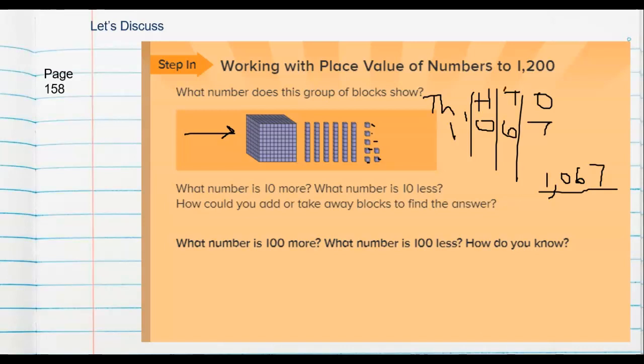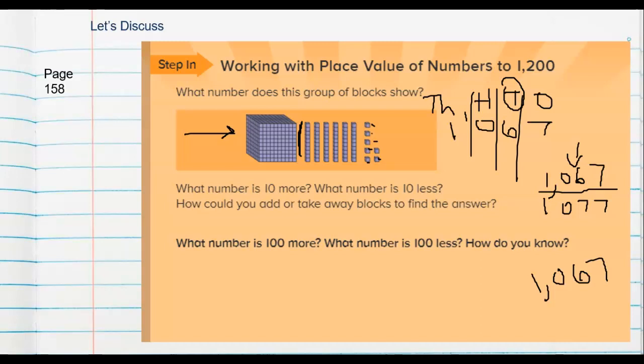Well, that means I'm looking at what place value? The tens place. So what would happen to the 6 if I added another set of 10? If I added another set, how many tens would I have? I would have 7, so the number would change to 1,077, right? Because I only changed my tens place. What would happen if I had this same number, 1,067, and I changed it to 10 less?